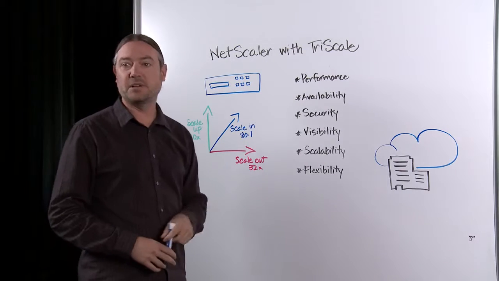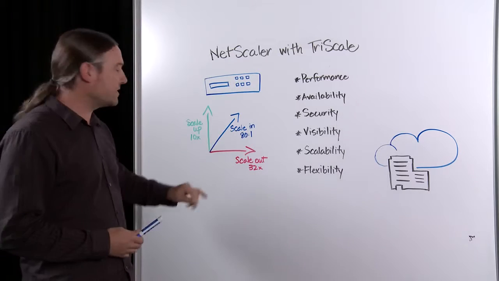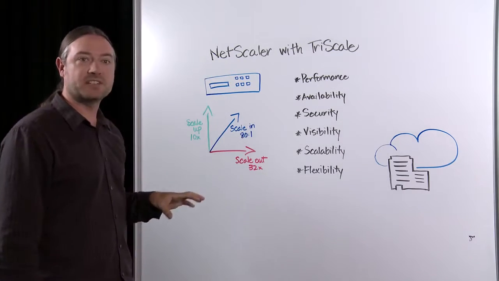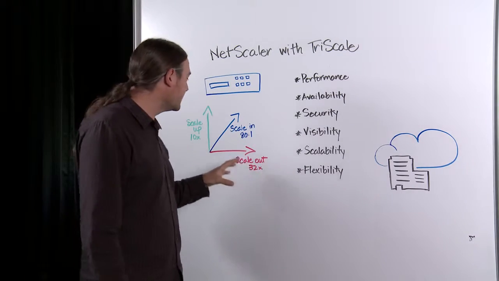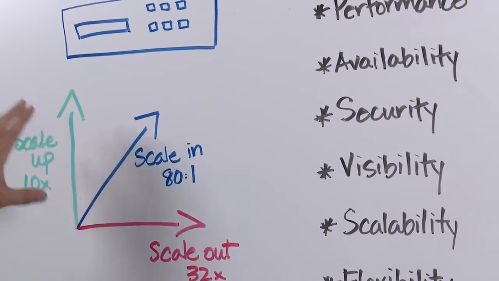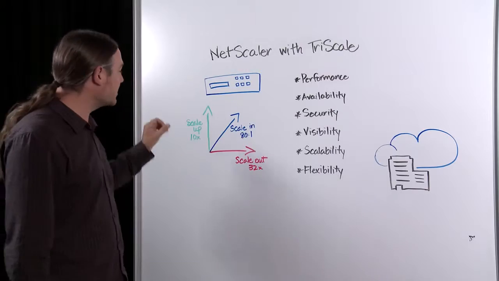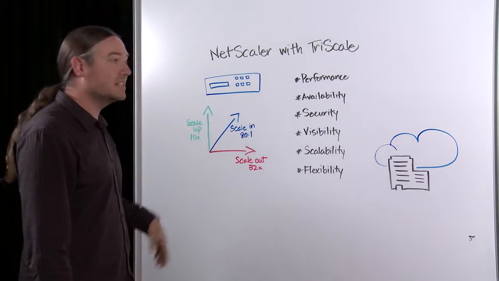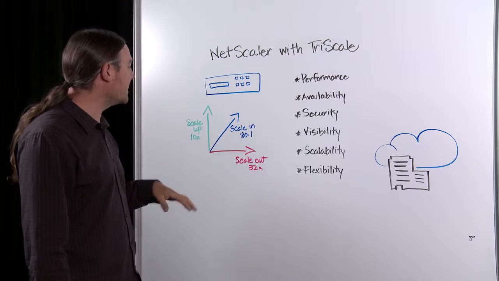So first of all, there are three components to Triscale. We've got scale up, scale in, and scale out. In terms of scaling up, this allows you to take any model of our NetScaler, whether it's physical, virtual, or hypervisor-based, which I'll cover in a moment, and scale the throughput on that up to 10 times from whatever the entry model throughput level is. So say you have a 5 megabit appliance, you could scale this up to 10 times that, 50 megabits. That's just an example, say, for our lowest end.